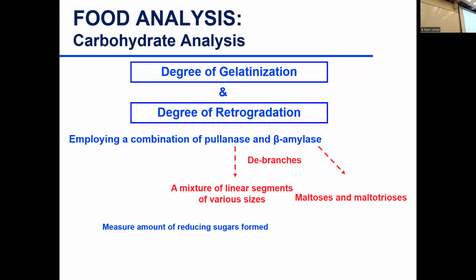Okay, now the flip side. Starch is gelatinized, and we want to determine retrogradation over storage or during cooling in the process. So we want to determine how much of that gelatinized starch got retrograded. Same thing, we use these two enzymes. The higher the degree of retrogradation, the lower the activity of these enzymes. They will produce less reducing sugar, so you will have less reducing sugar in your assay. So opposite results, same method. Okay. Questions?